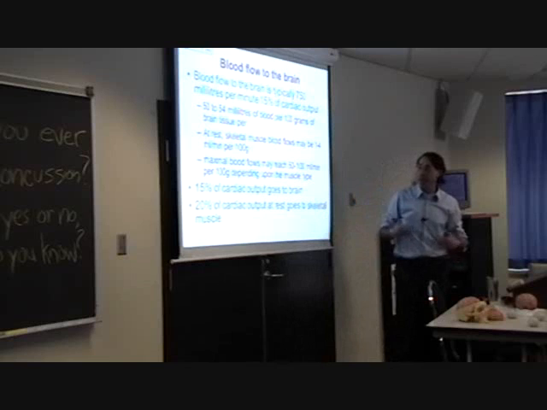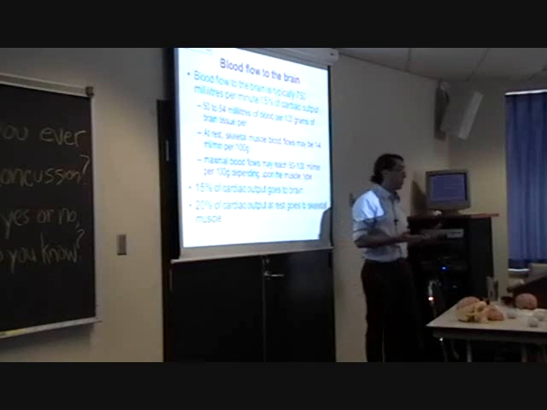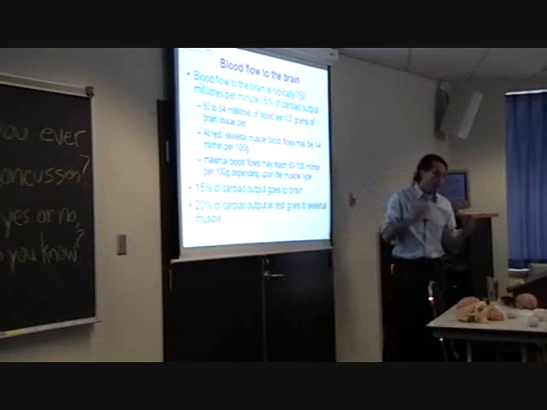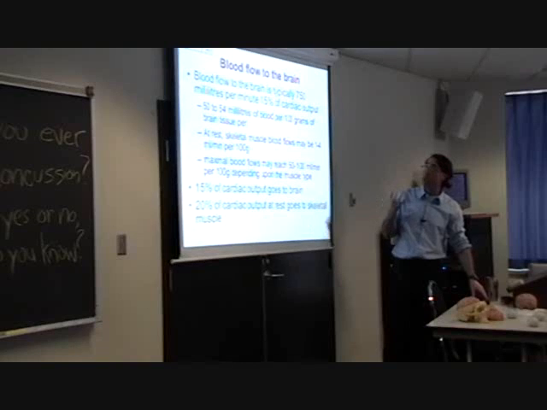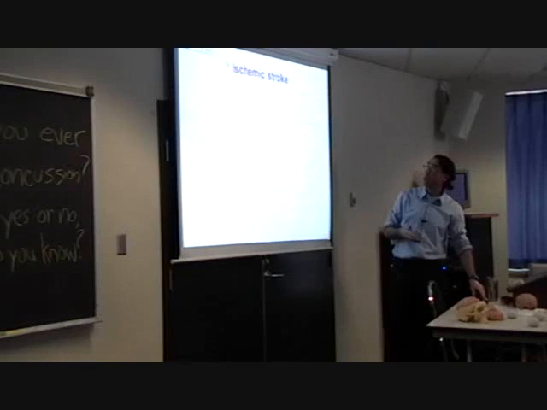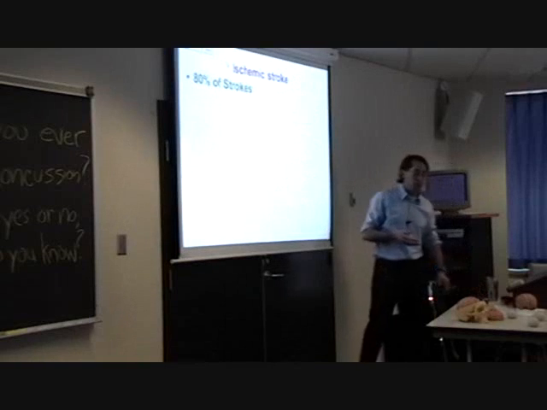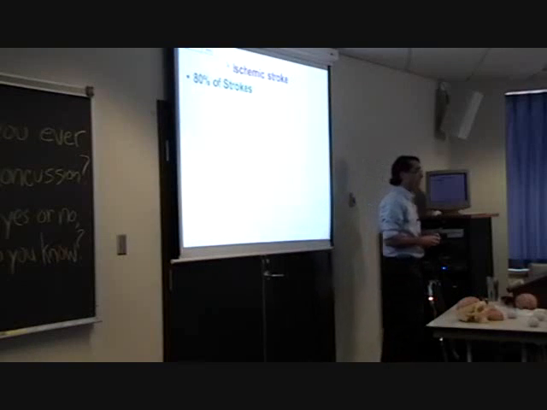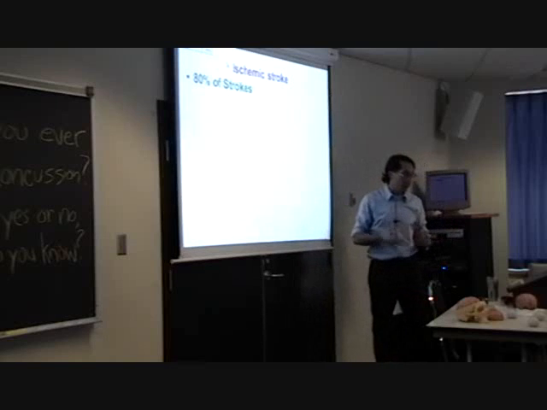So there's a lot of blood that goes into the brain. Your neurons are always needing this blood. So you can imagine that if you cut off that blood supply, how much trouble you'll run into. So an ischemic stroke. This is what I had said at the beginning. 80% of strokes are the ischemic type.